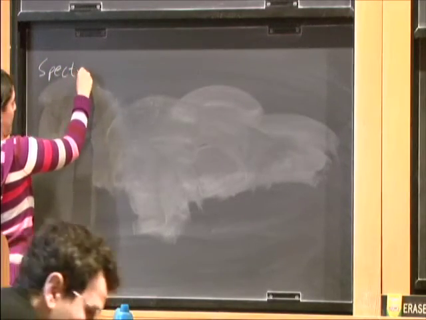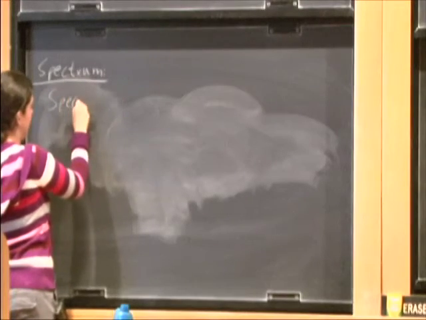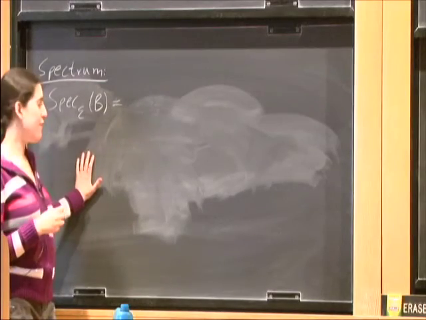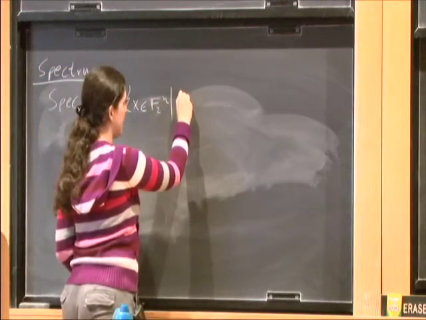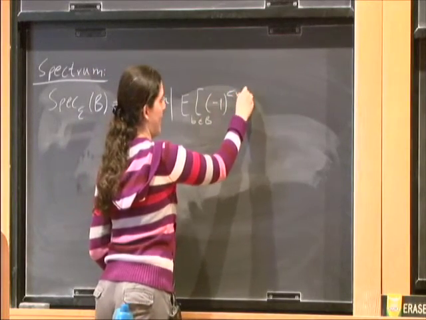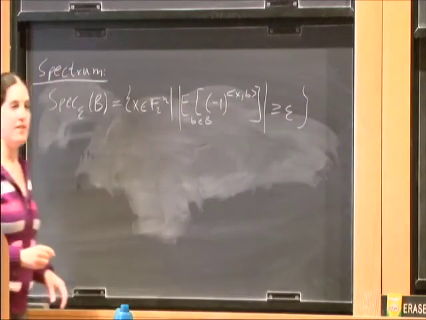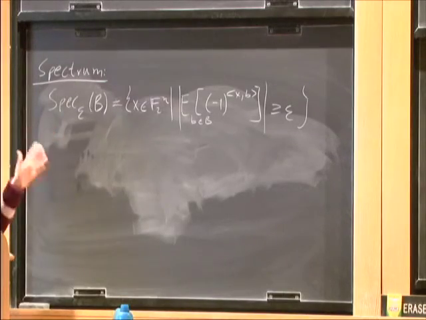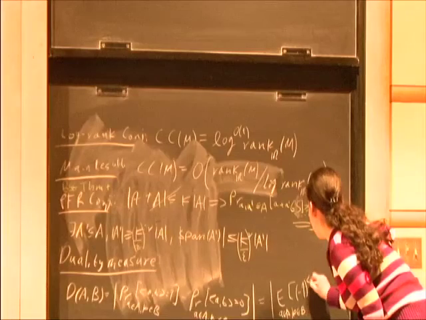So I would like to define the spectrum of a set. For a subset B of F2 to the n, the spectrum epsilon of B is defined as the set of all elements x in F2 to the n such that the expectation over all elements b in B of minus 1 to the inner product between x and b, in absolute value, is at least epsilon. So this spectrum and duality measure are actually more or less equivalent notions. One thing to notice is that the duality measure can be written equivalently as the absolute value of the expectation over all elements a in A and all elements b of B of minus 1 to the inner product between a and b.